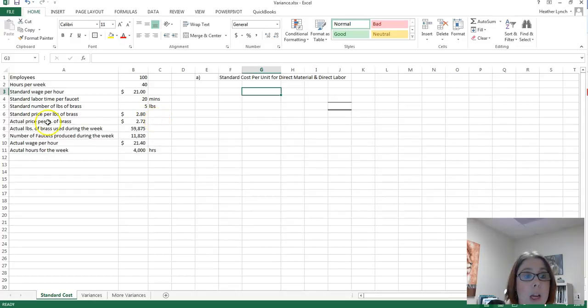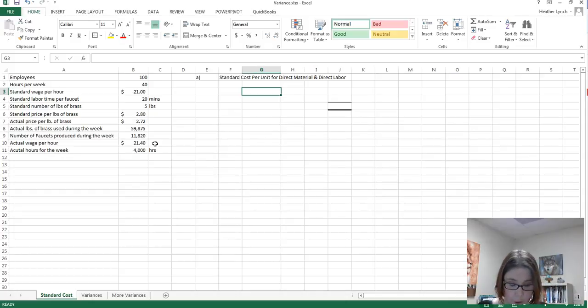Then we go into the actual. We have actual price per pound of $2.72. Actual pounds of brass used was 59,875. We actually produced 11,820 faucets. Actual wage per hour was $21.40, and the actual hours for the week were 4,000.